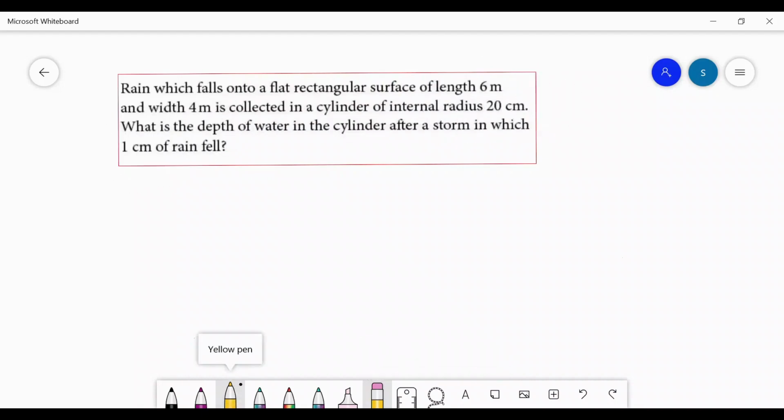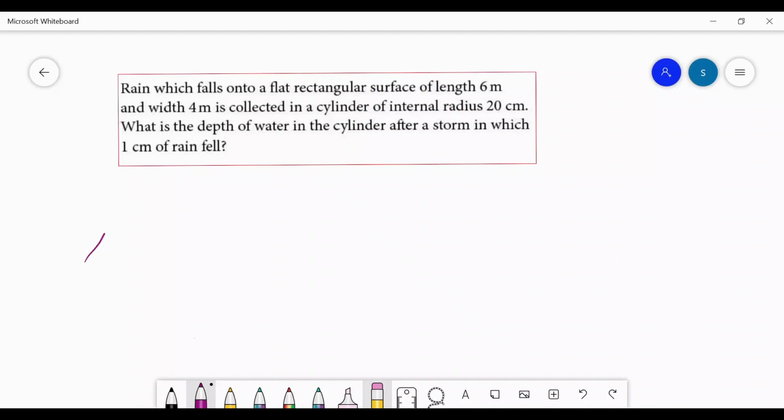So basically in this question what you're doing is transferring the water from a cuboid, because we are talking about a flat rectangular surface on which 1 centimeter of rain fell, which means it basically just turned into a cuboid. So we're transferring the water from a cuboid into a cylinder. So the volume of water in this cuboid is equal to the volume of water in this cylinder. In simple terms, that's what it's going to be.